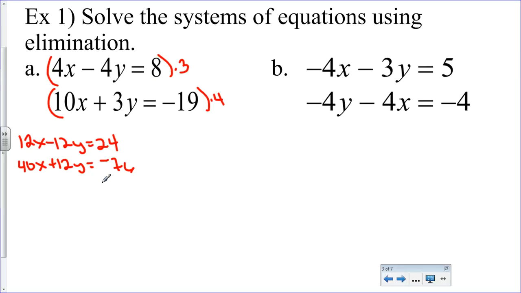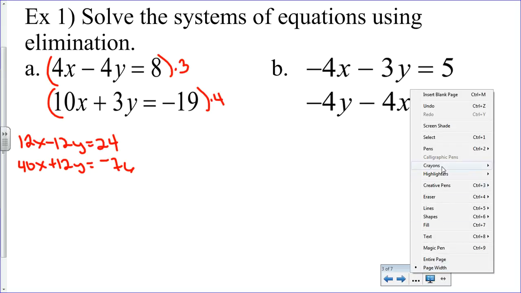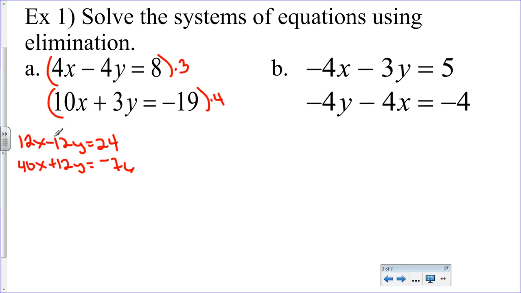Since I have opposites here, I can go ahead and cancel those y's and add the rest together. So 12x and 40x give me 52x. 24 and negative 76 give me negative 52. If I divide by 52 on both sides, I get x equals negative 1.